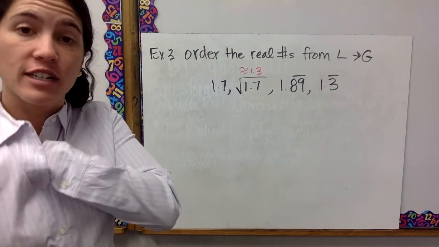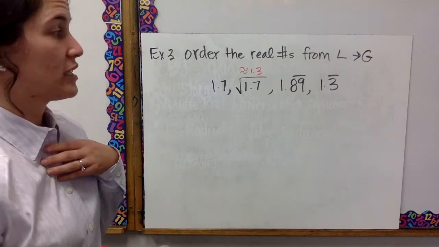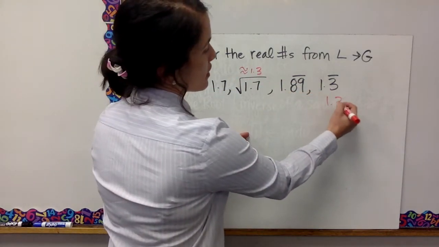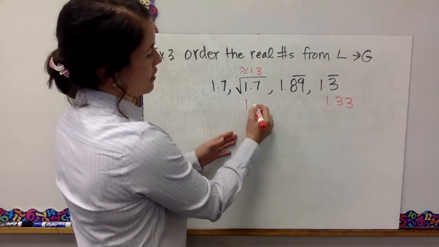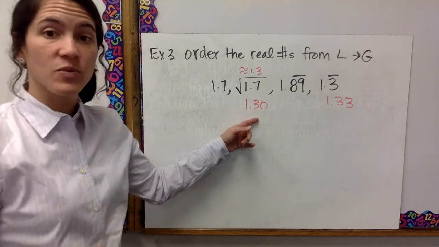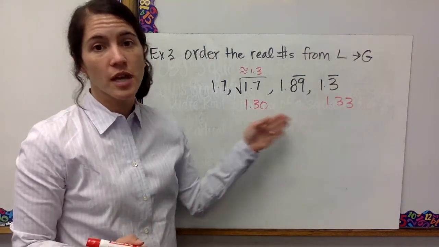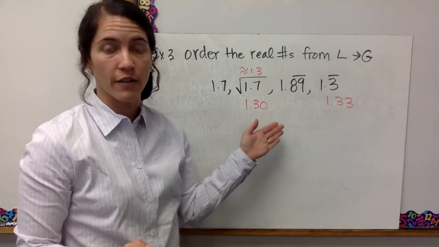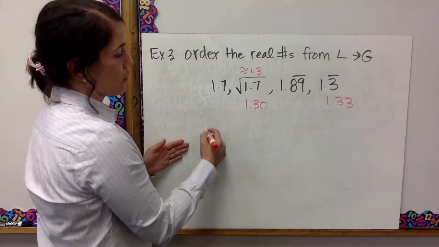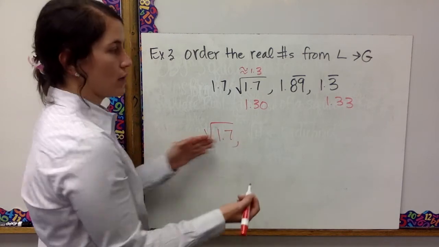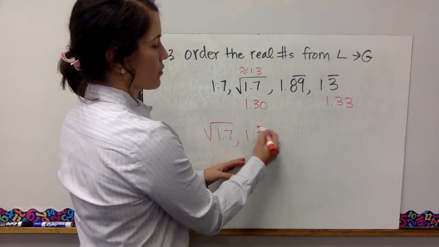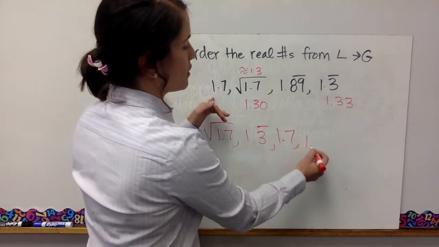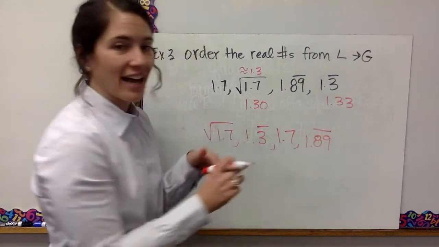Now everything else is written as a decimal, so I can order from least to greatest. I have 1.3 and I have 1.3 repeating. This would be 1.33. And this one would be 1.30. So sometimes you need to go out into the hundredths place so you can accurately compare them. 1.30 would be first, and then 1.3 repeating. Next, 1.7, and then 1.89.